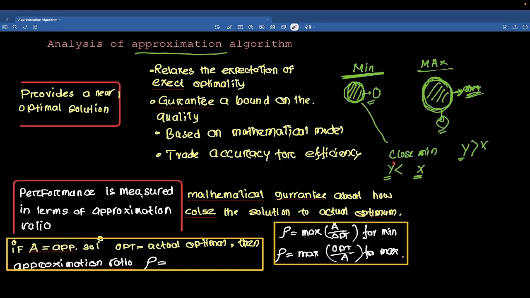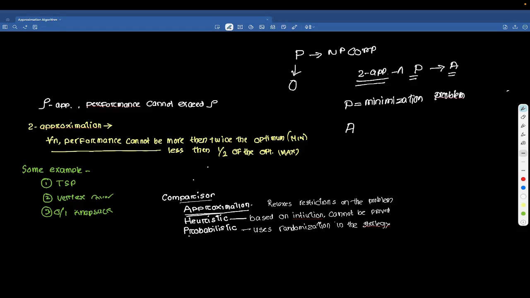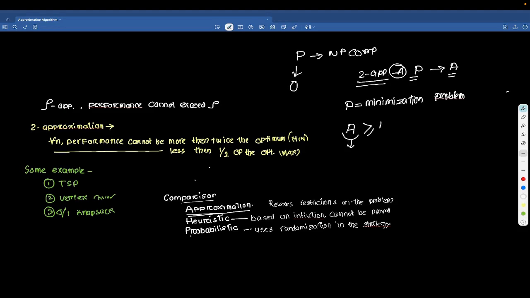Means if y is the solution provided by the approximation algorithm and x is the actual optimum, let us suppose that P is an NP-complete problem. There is a 2-approximation solution for the problem P, denoted by A. So A is the suboptimal solution and P is the problem. Now let's say P is a minimization problem. A 2-approximation A indicates that the result produced by A cannot be greater than twice the value of the optimum solution. It implies that A is not the minimum, but it is close to the actual minimum.